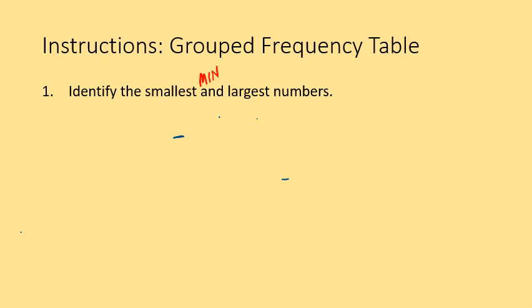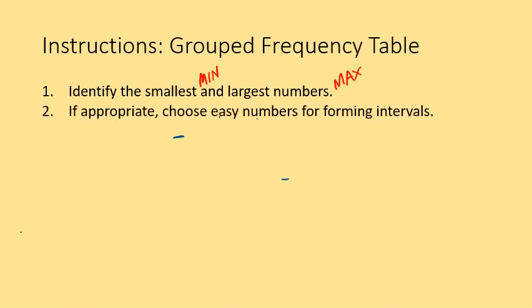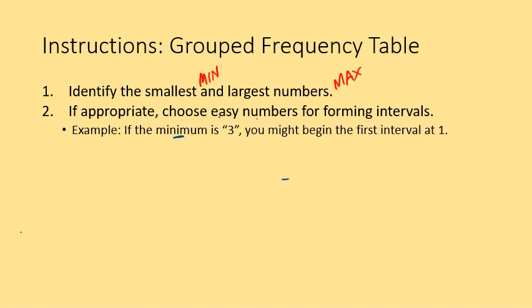To make a grouped frequency table, we follow a few steps. The first thing we do is identify the smallest and largest numbers, and we'll call the smallest number the minimum. I'll abbreviate that MIN, and there we go. And we'll call the largest the maximum. Then we want to choose easy numbers for forming intervals. So for example, if the minimum number is 3, maybe we'll begin our first interval at 1, if that makes sense.